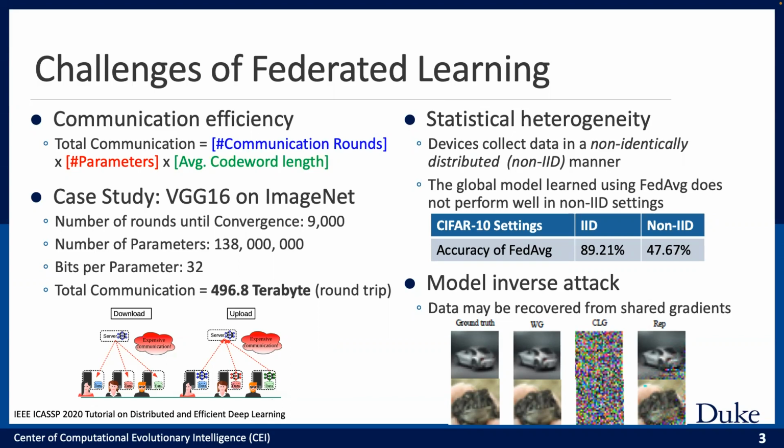One example is VGG16 on ImageNet. We're trying to train the whole model with 9,000 iterations, and we need to transfer 138 million parameters back and forth. For each parameter, we have 32 bits because these are the gradients we need to transfer. If we add all of these together, when training VGG16 on ImageNet in the federated learning framework, we transfer 900 terabytes.